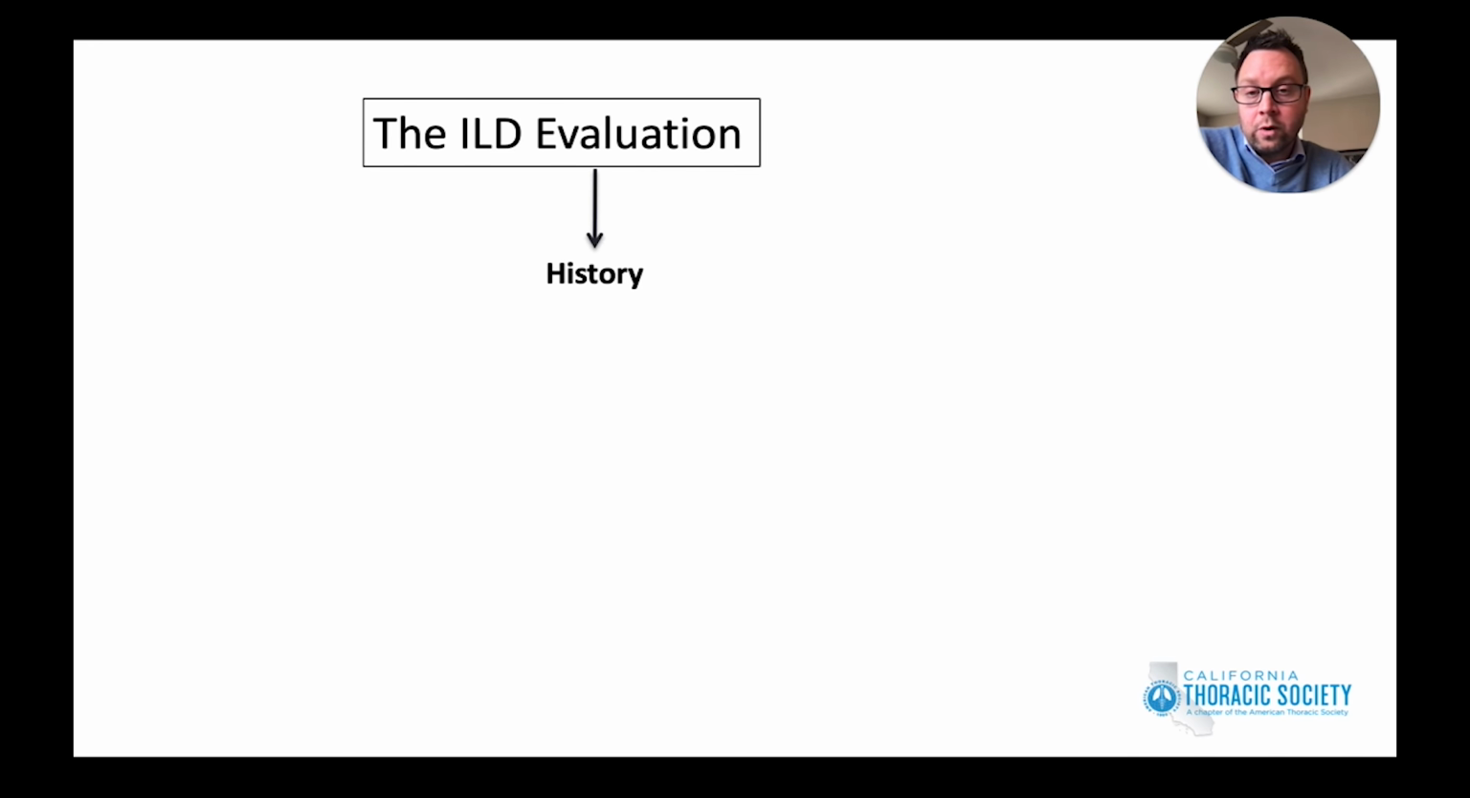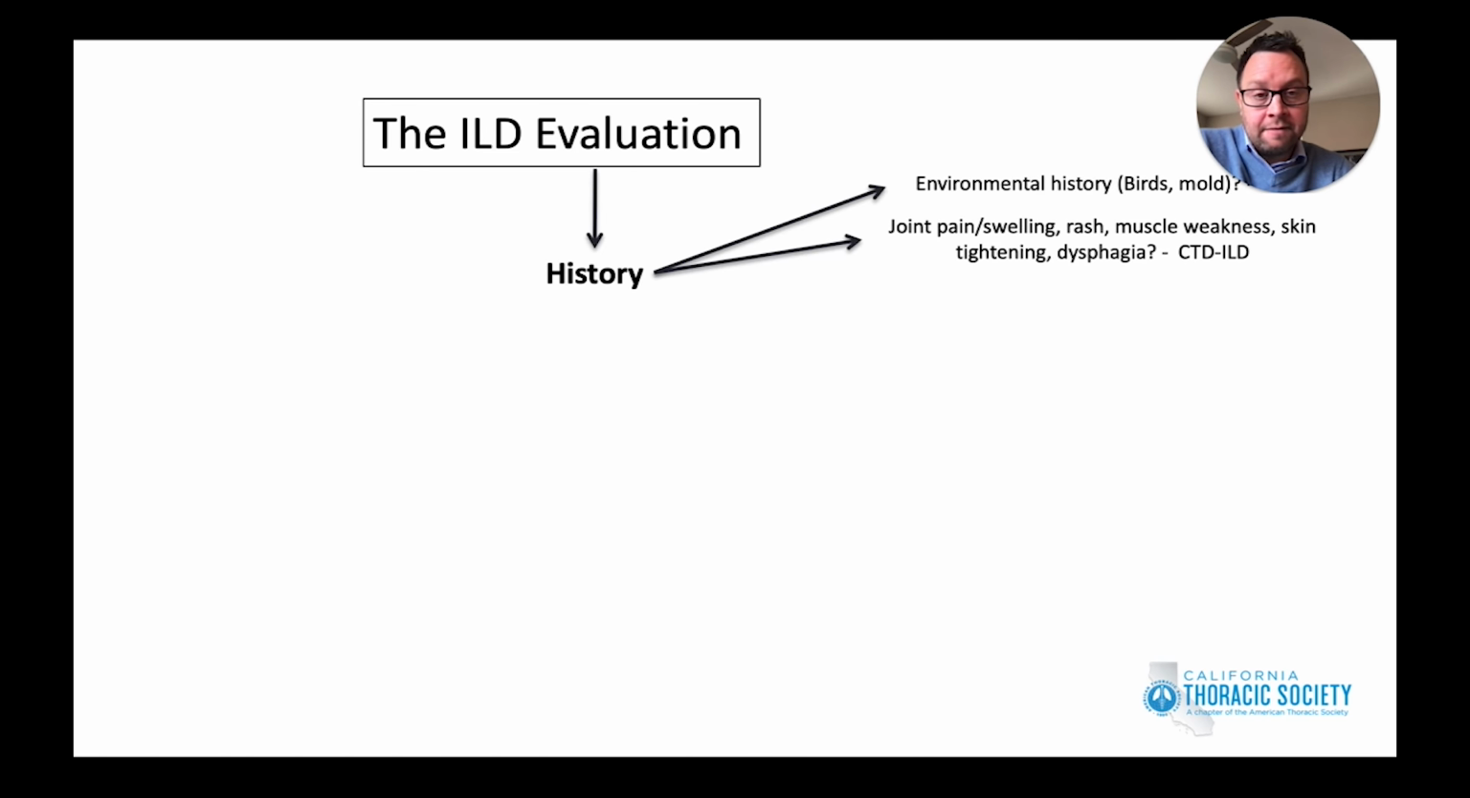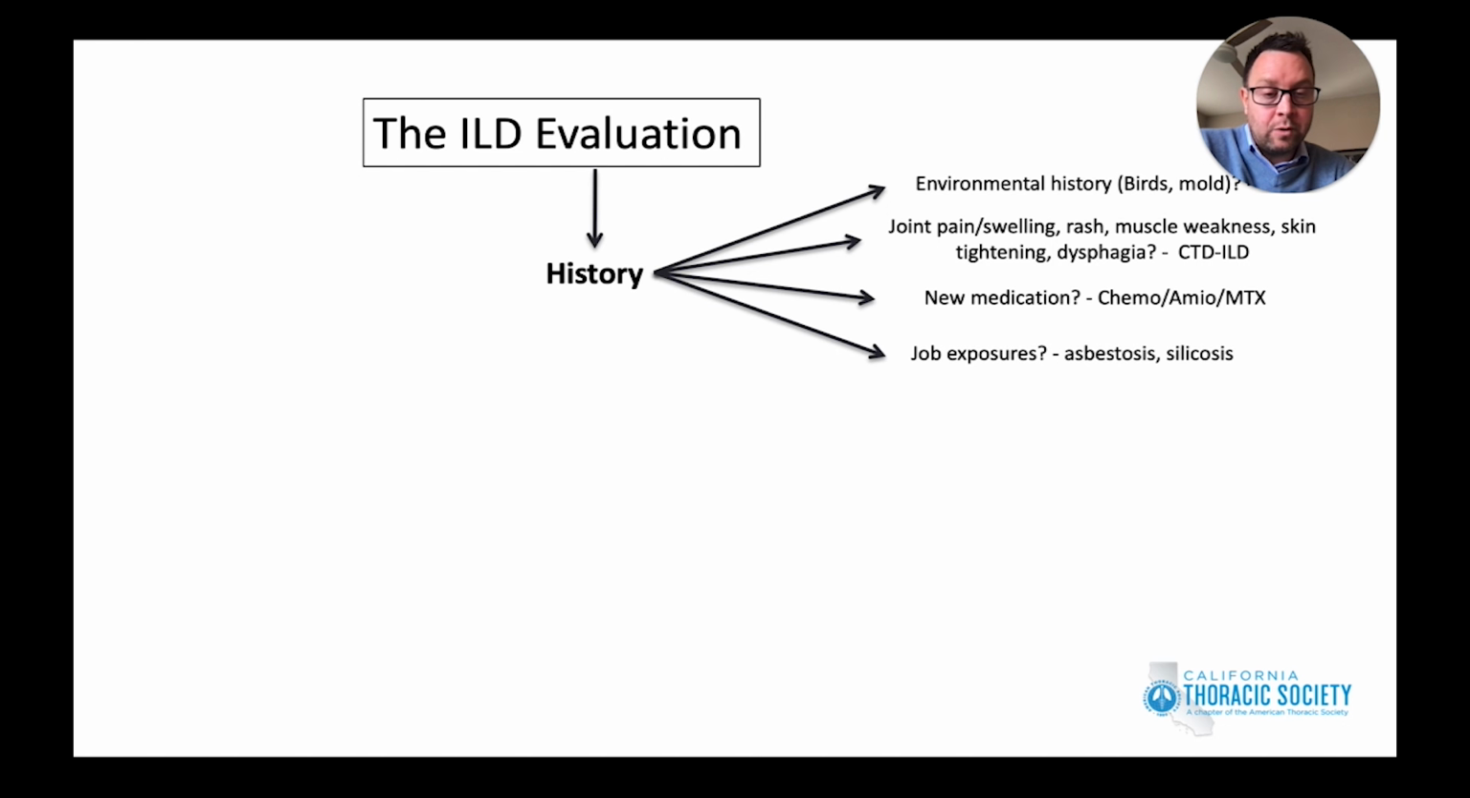History is incredibly important in working up ILD. We want to ask whether the patient has pertinent environmental exposures like birds or mold that can indicate a diagnosis of hypersensitivity pneumonitis. We want to know whether they have stigmata of connective tissue disease, including joint pain, swelling, rash, muscle weakness, and others. We want to ask them about new medications, as these can cause a drug-related ILD. We want to know about job exposures. These tend to be remote, but getting a thorough history of what the patient does and did do is important.